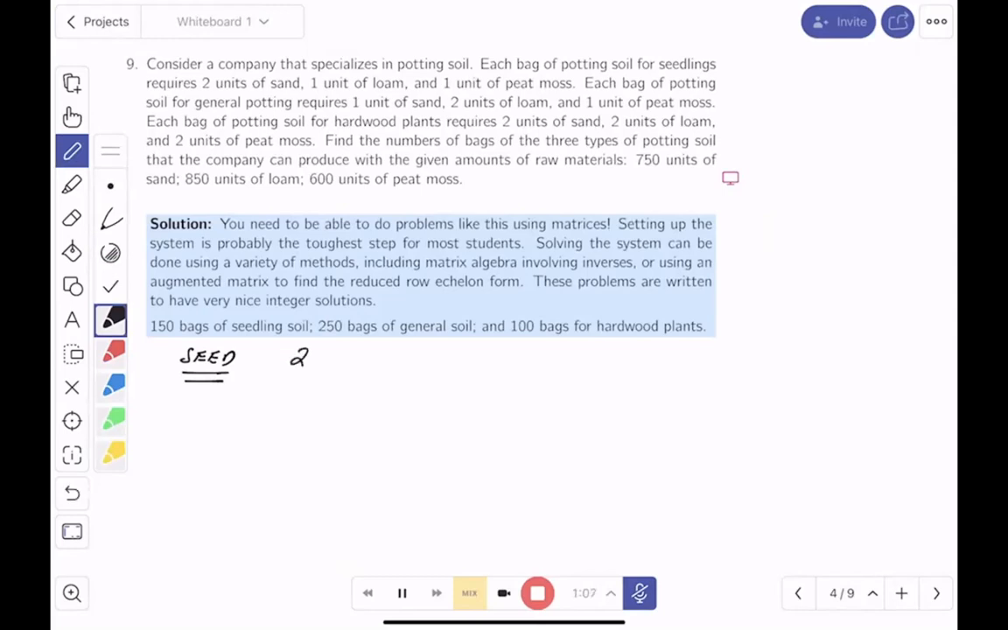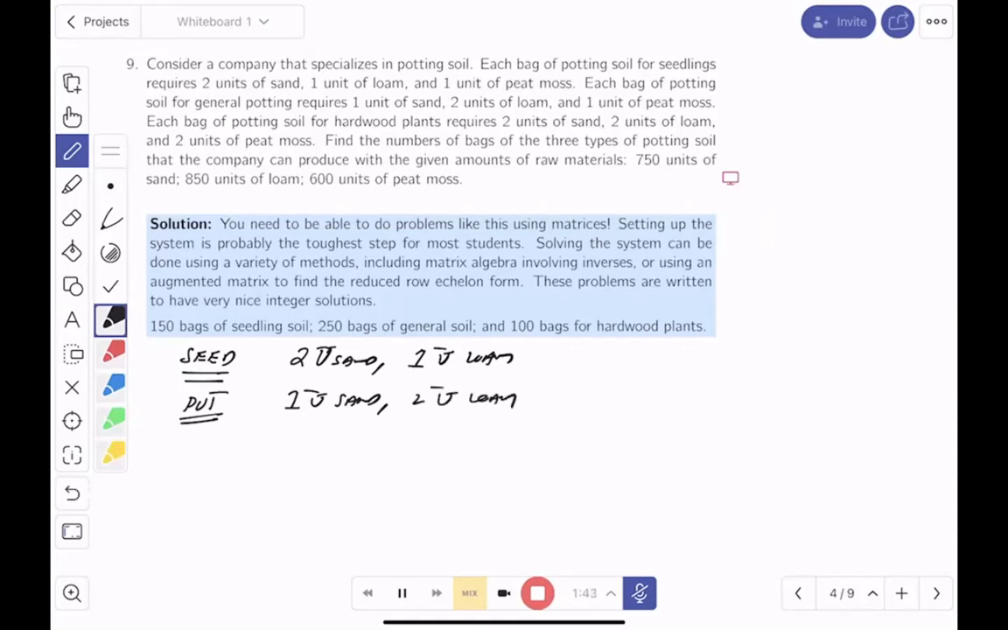Let's put this over 2 units of sand and 1 unit of loam. All right, so if I'm going to make a seedling bag, it takes 2 units of sand, 1 unit of loam. And then it goes each bag of potting soil, right? Just reading, requires 1 unit of sand. No, you don't need to write that down. And 2 units of loam. It's already written down for you, by the way.